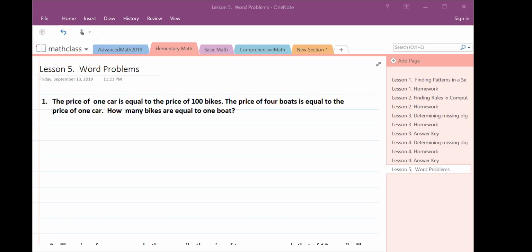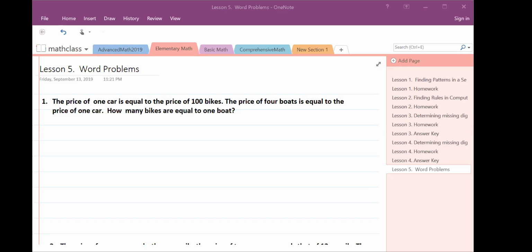All right, so the first problem, let's slowly work on the problem. The first problem is that the price of a car is equal to the price of 100 bicycles. A car is more expensive, right? And the price of 4 boats is equal to the price of 1 car. The question is how many bicycles are equal to 1 boat? It means how many bicycles you can use to exchange with the 1 boat.